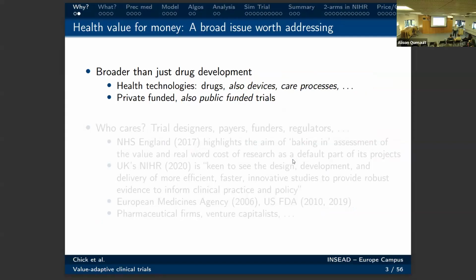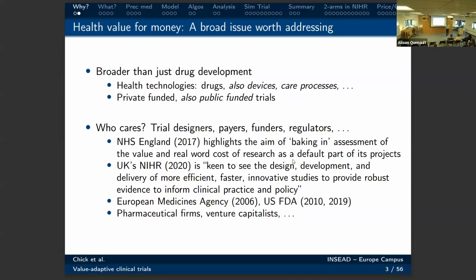Now, this particular problem isn't just a story about pharmaceuticals. It's about devices, about care processes. How often do I replace surgical instruments for certain procedures to avoid iatrogenic transmission of Creutzfeldt-Jakob disease, for example? That's a project I had the pleasure to work on with Sheffield. So we might want to have other things that are not necessarily patent protected. So we have privately funded and publicly funded trials as well. A change in the process for managing surgical instruments would be an example of a publicly funded care process. So it's a broader question than just drug development.